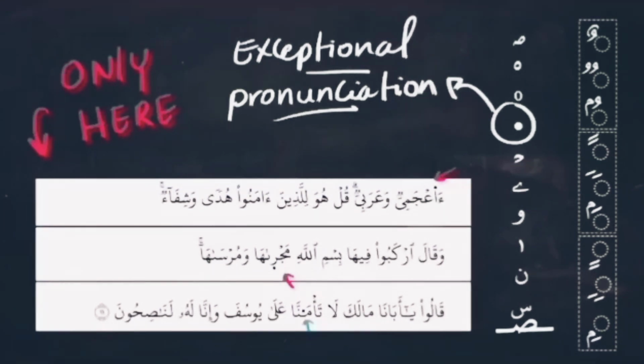Here you have actually two choices. The first one is to fully pronounce the noon. So you'd say, مَا لَكَ لَا تَأْمَنُنَا عَلَى يُوسُف. Or you don't pronounce the first noon, and you would instead put your lips in a position as if you pronounce the noon, and it would sound like this. مَا لَكَ لَا تَأْمَنَّا عَلَى يُوسُف.